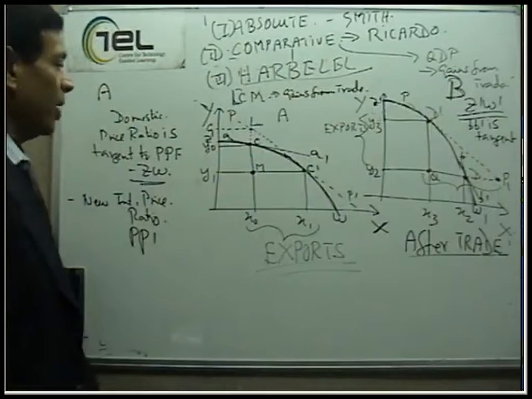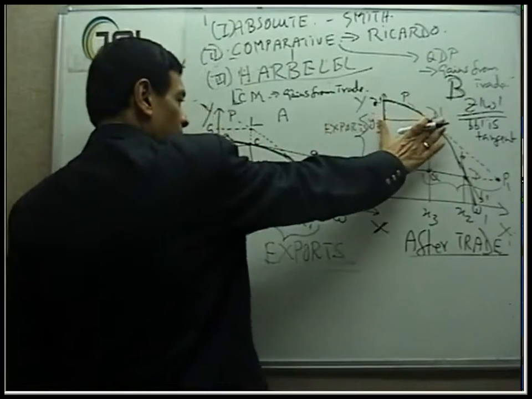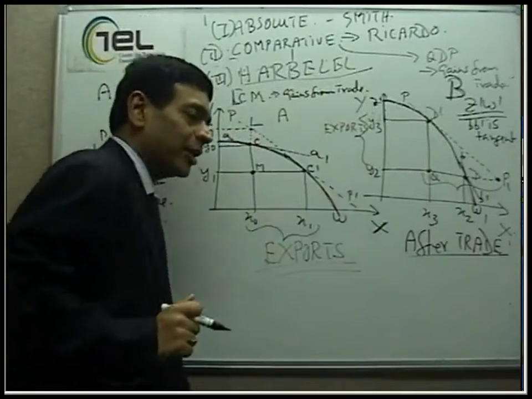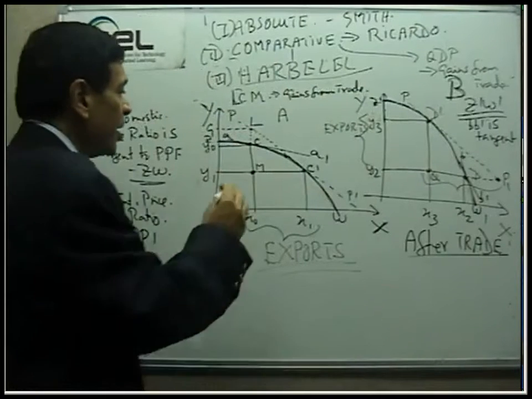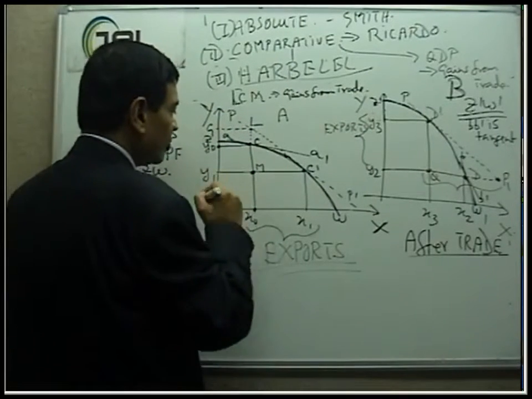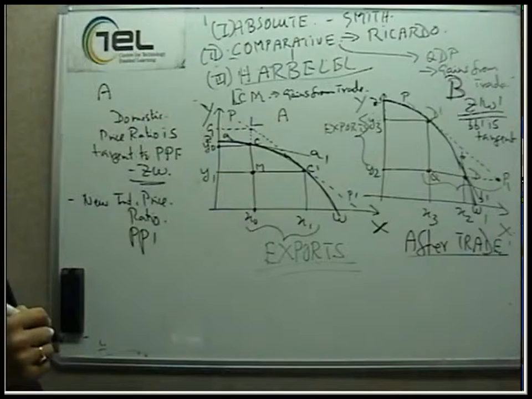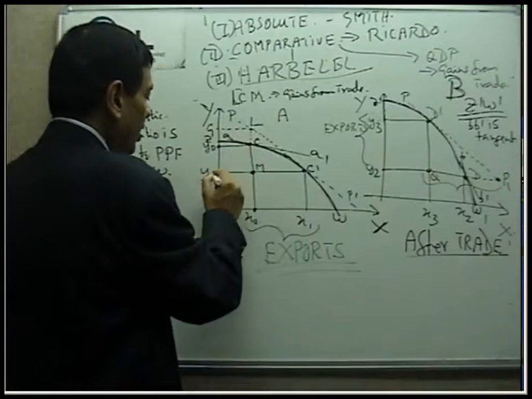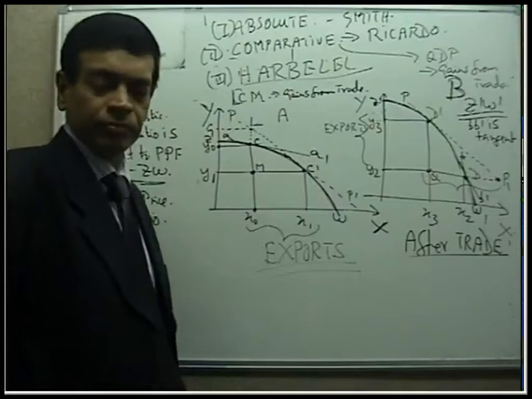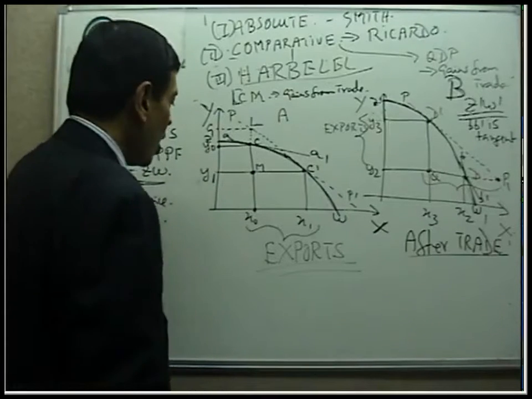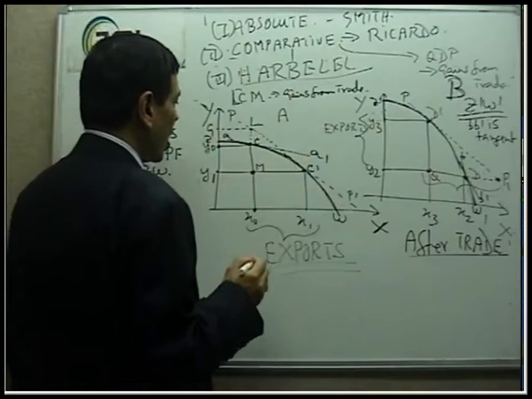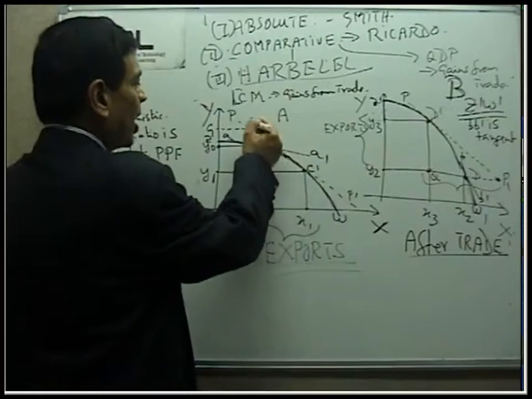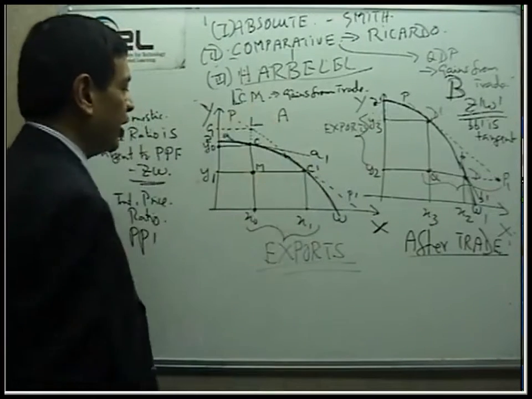Now what do we see here? If you look at country A, suppose that with trade, country A moves from an equilibrium from C to C1, as I explained. Earlier the production and consumption was Y0, X0 before trade. Now after trade, it is Y1, X1. Now how do we show the gains from trade? Well, the new equilibrium C1 says Y1 of Y and X1 of X.